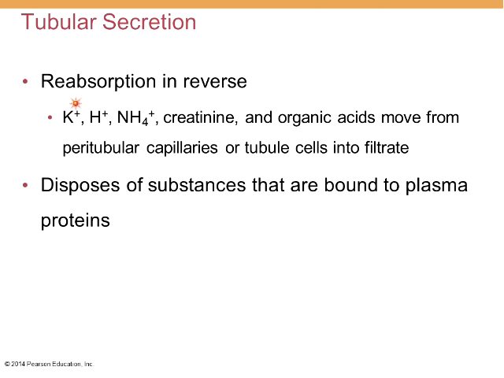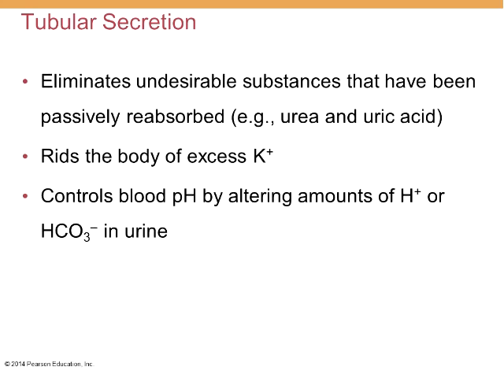Now, secretion is reabsorption in reverse. Potassium, hydrogen, NH4, creatinine, and organic acids move from the peritubular capillaries and tubular cells into the filtrate. So this is a secretion process, which is reabsorption reversed. It's a leveling sort of way. It disposes of substances that are bound to plasma proteins, and it levels these other elements. We see that it helps manage our acid-base balance through hydrogen. It manages our potassium, NH4, creatinine, and organic acids. And we'll see that that plays a part.